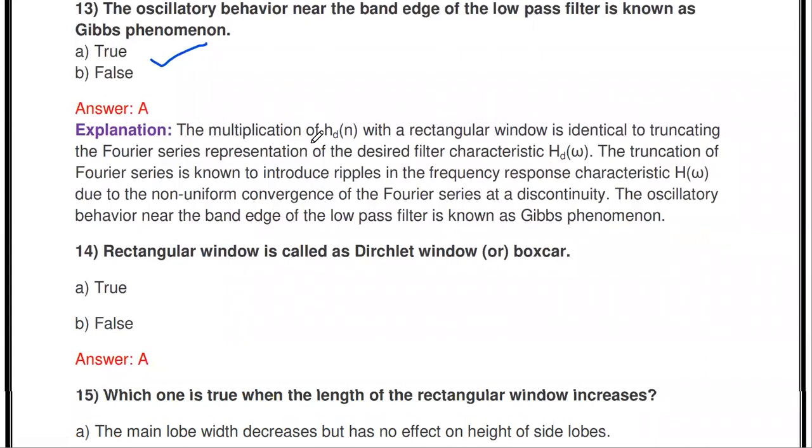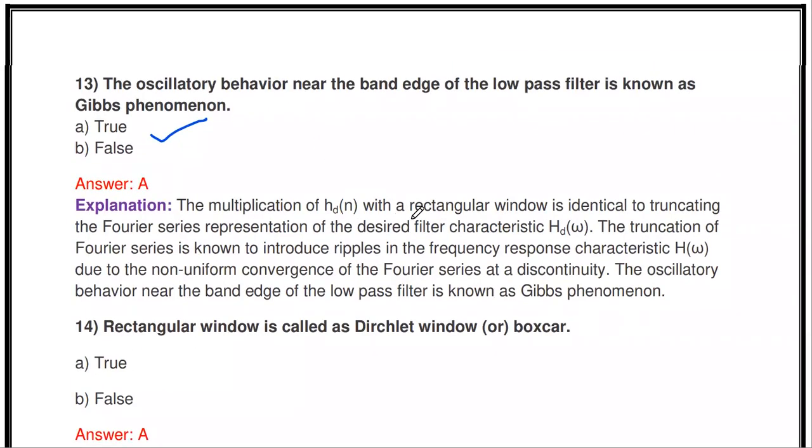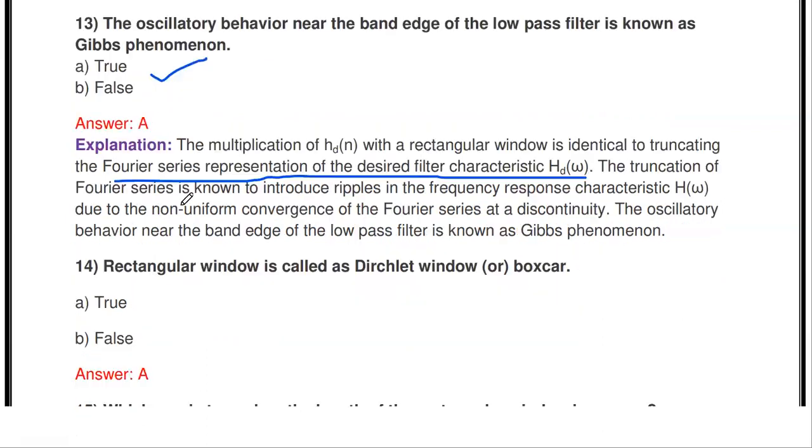The multiplication of hd(n) with the rectangular window is identical to the Fourier series representation of the desired filter. That is, if you are designing an FIR filter with a rectangular window and with the Fourier series method, both are the same. In these two methods, we will get ripples after the passband, the oscillatory behavior. That behavior we call the Gibbs phenomenon.